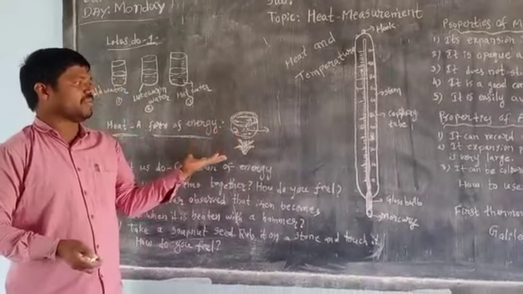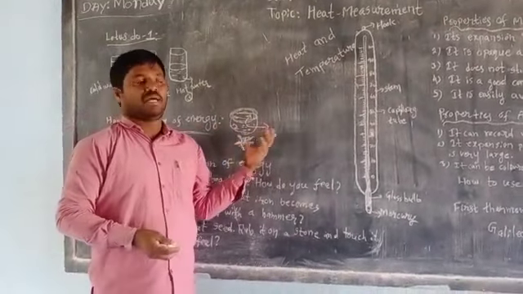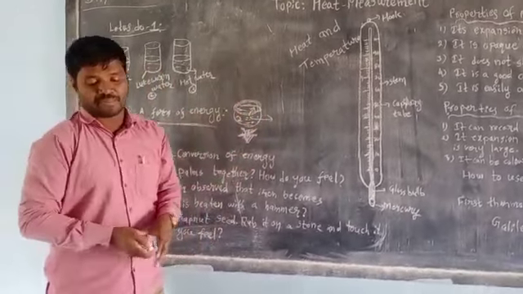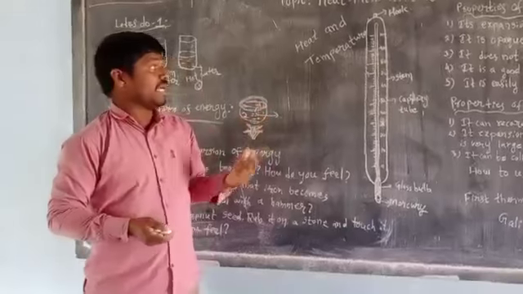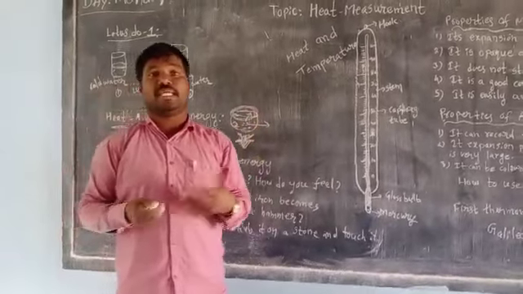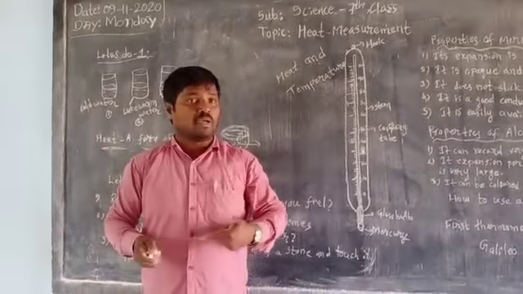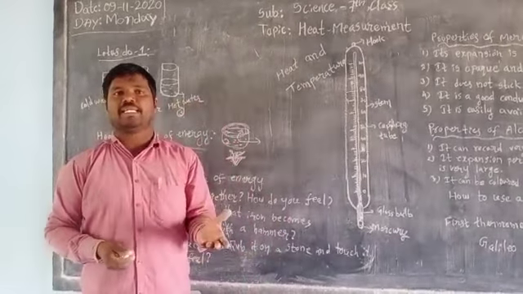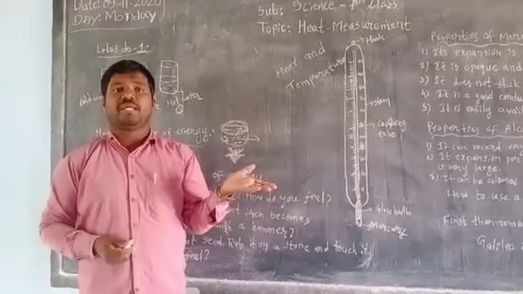And where does the energy come from? You are giving the fire. After that only the lid moves up and down. And next, in our daily life we use electric heaters and iron boxes. Now what will happen when you put on the electric heater? That energy will change.